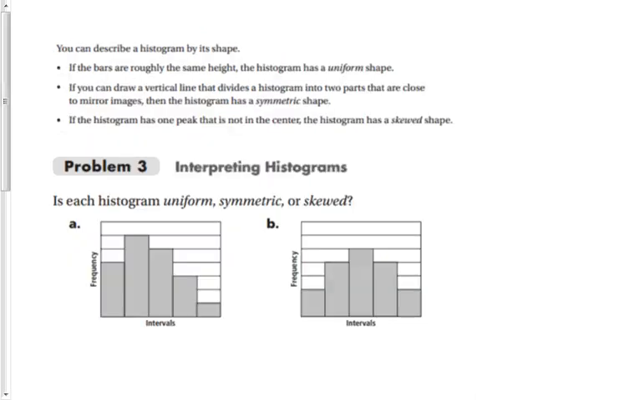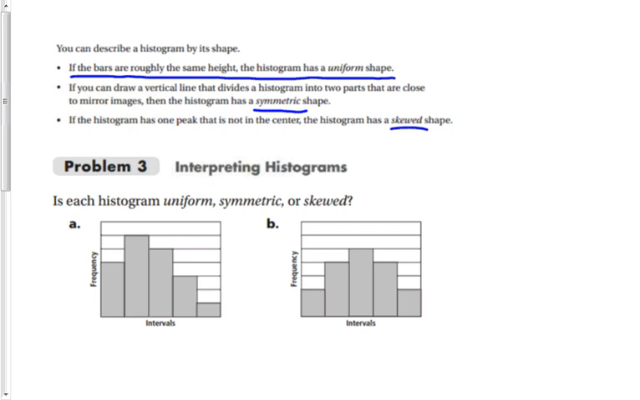All right, once you have a histogram, you can describe it by its shape. If the bars are roughly the same height, the histogram has a uniform shape. If you can draw a vertical line that divides a histogram into two parts that are close to mirror images or symmetric, then it has a symmetric shape. And if the histogram has one peak that is not in the center, it has a skewed shape.